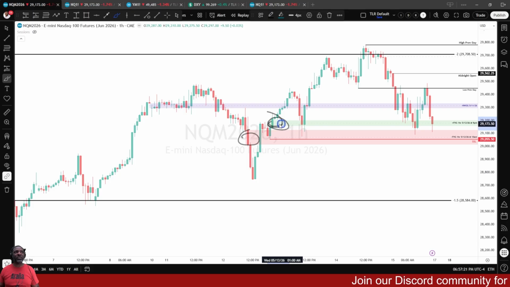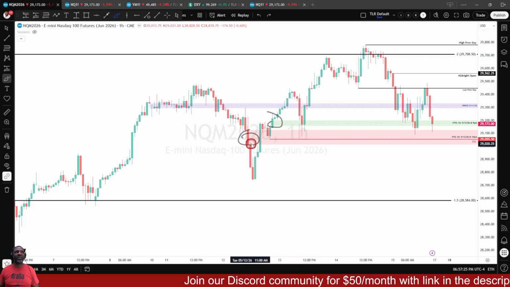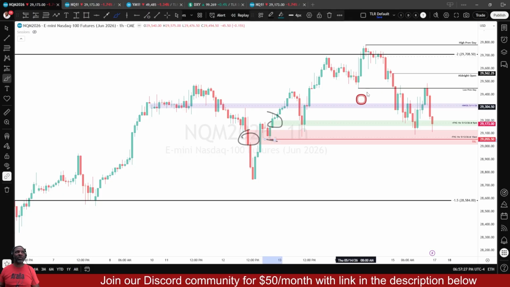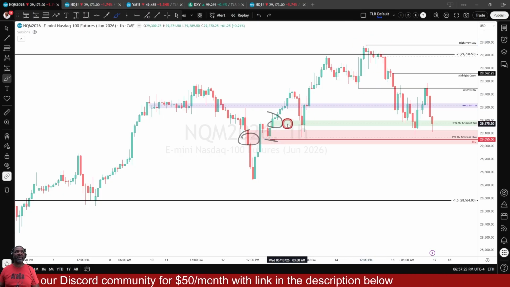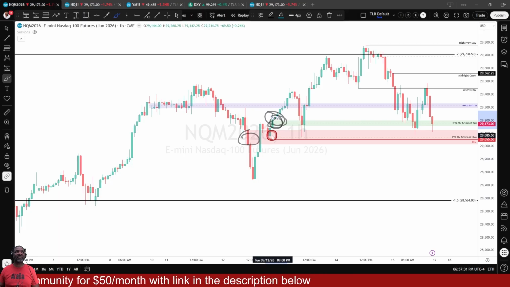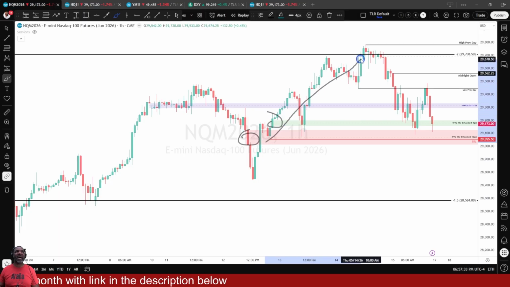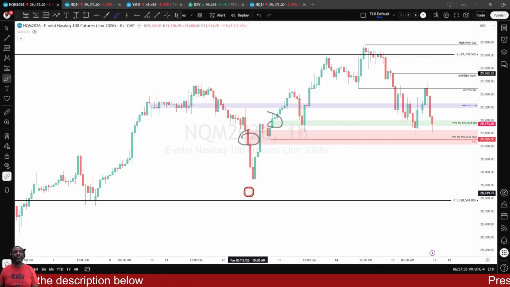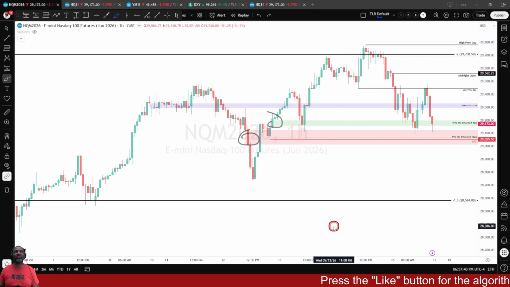Not only is it the first BISSI as we leave that area, this is from this low to that high. That's the very first BISSI created on this entire move up. All right? Get it? Got it?